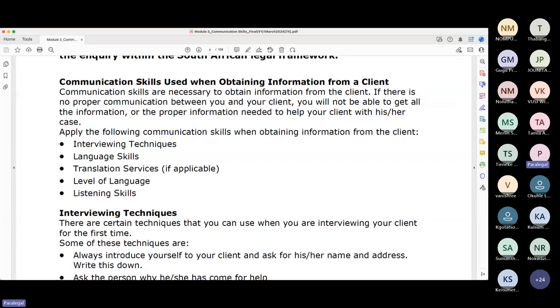First, they say you need to apply the following things. Interviewing techniques, which we'll look at. You need to learn language skills. You need to learn languages. Languages will require that you get translation. At times, you don't need to translate into another language. Sometimes you need to understand the context of what is being said. You need to get the level of language skills.